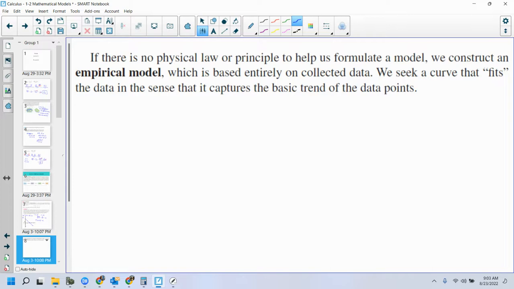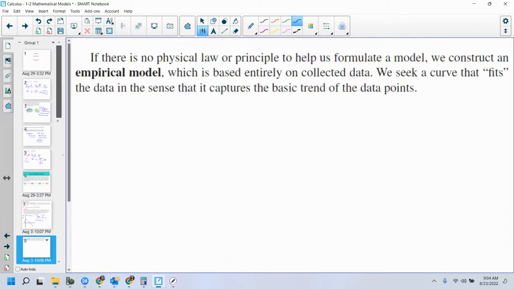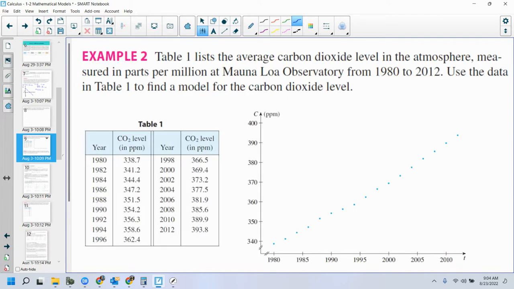We seek a curve that fits the data in the sense that it captures the basic trend of the data points. So if you see create an empirical model, that term empirical model just basically means throw it in the calculator and see which one is the best fit. Right? See if a linear model fits or a quadratic model fits or a cubic model, whatever it may be, see what model best fits the data. Okay? And again, we're looking for empirical model. That's what tells you in that case.